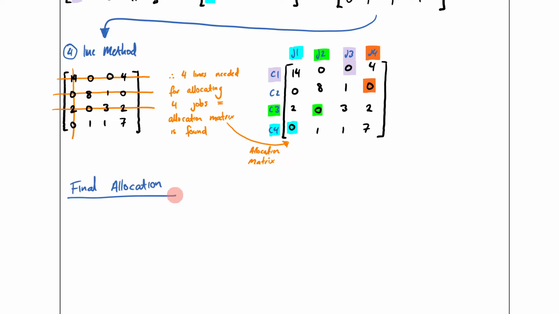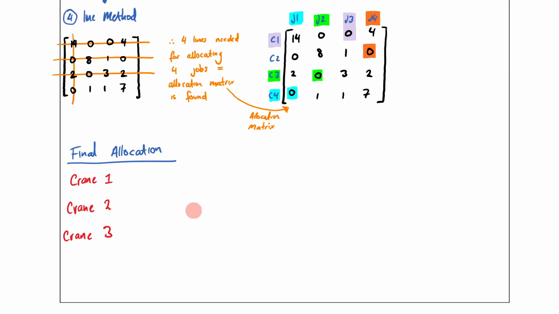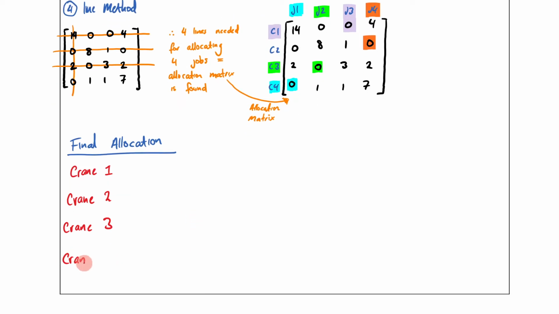And we can write this out. What I'm going to say is I've got crane 1, I've got crane 2, I've got crane 3, I've got crane 4. Which job is each of these going to do?